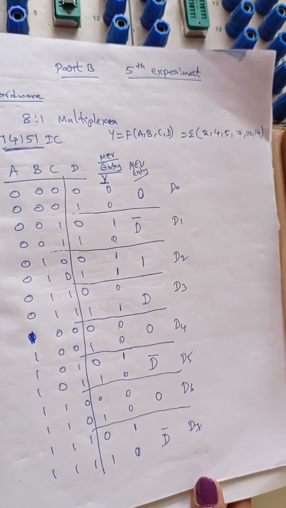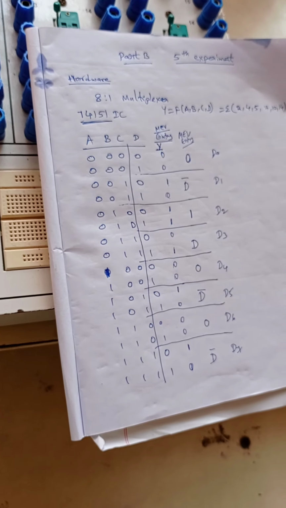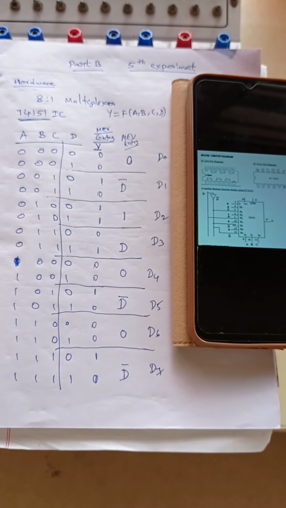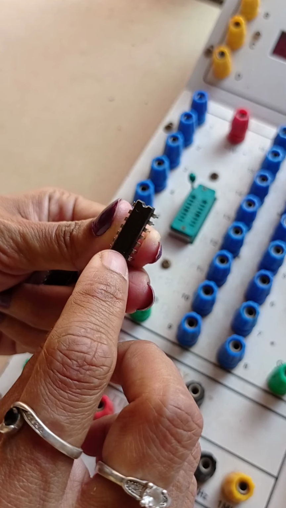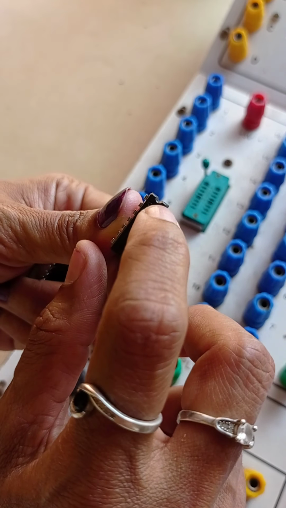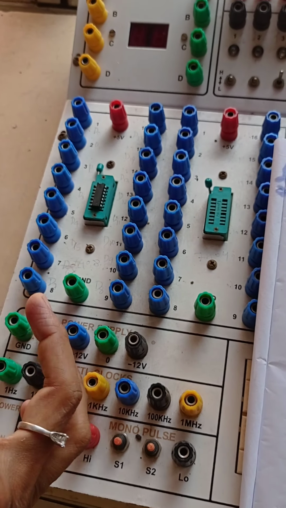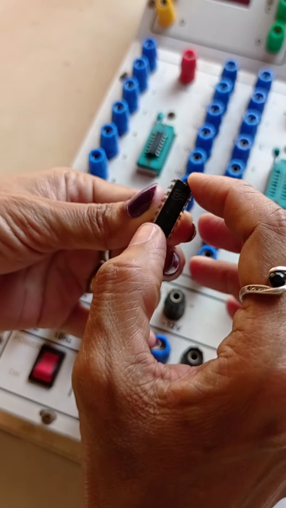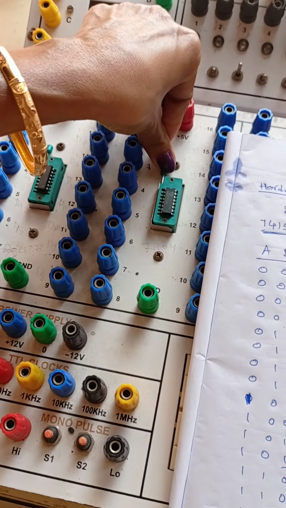Now we will design the circuit. For designing the 8:1 multiplexer, we need one NOT gate IC, that is the 7404. See the notch here, place it and lock this. Same for the multiplexer IC, this is the 74151, notch upside, place it here. Okay, lock this.